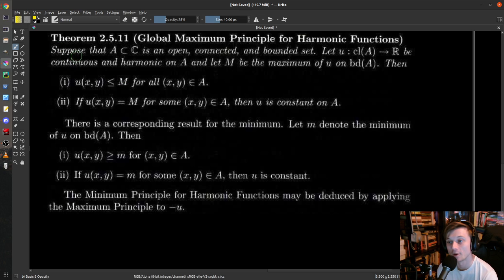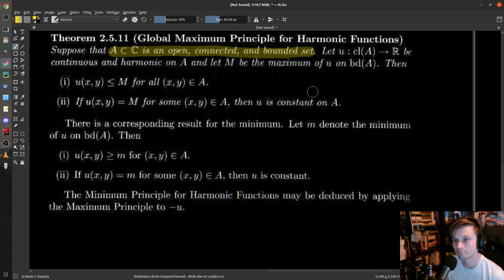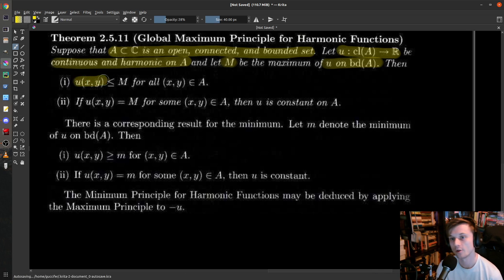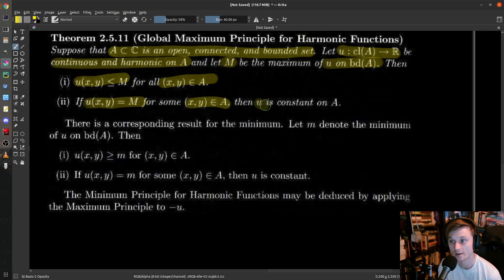In particular, we can also get a minimum modulus principle, or minimum principle, which is kind of neat. So suppose that A is open, connected, and bounded. Okay, cool. We'll take U from the closure of A into R, continuous and harmonic on A, and we'll let M be the maximum of U on the boundary of A. Then U is less than or equal to M for all x, y in A, and if U of x, y is equal to M for some x, y in A, U is constant on A.